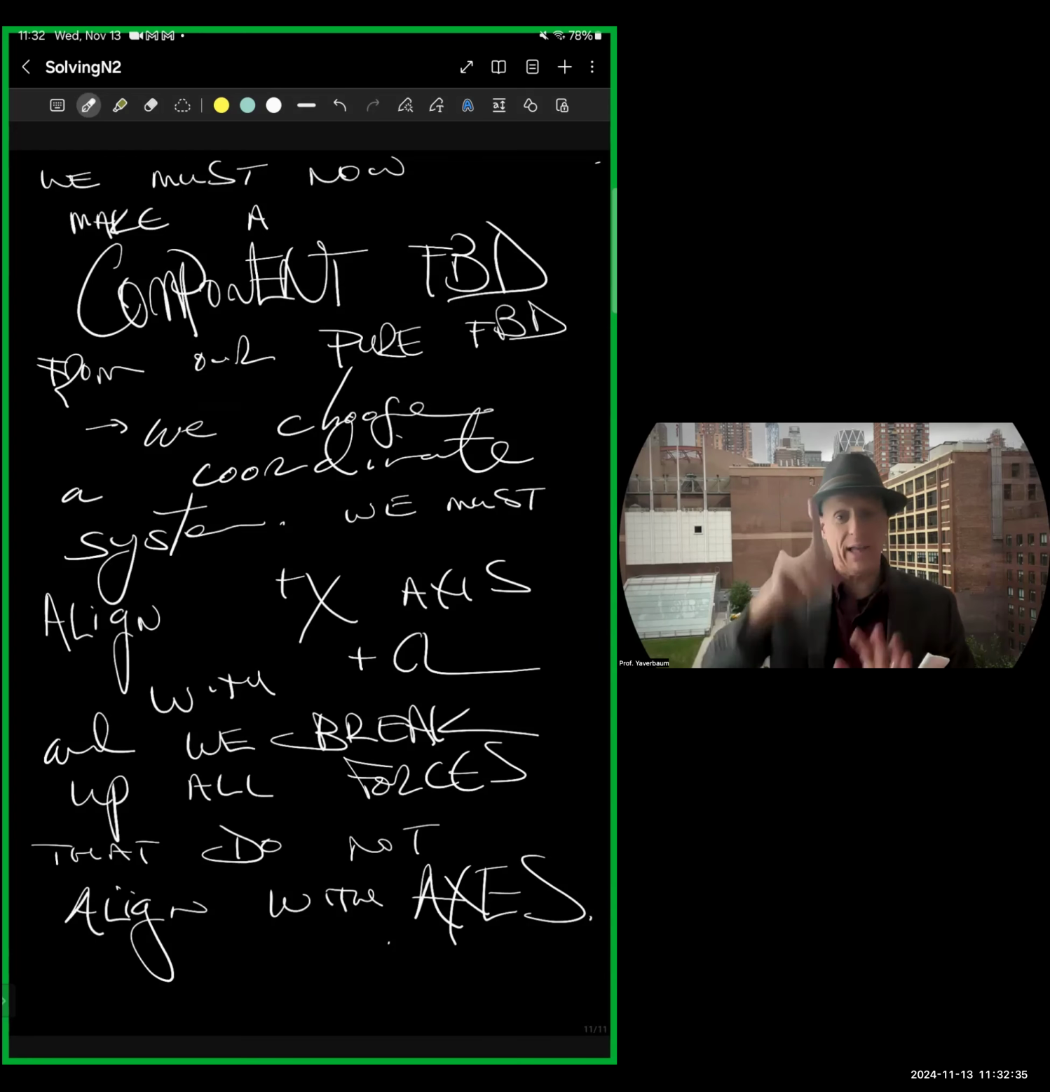Right now, we've got things going like this and things going like this. That's not a clean coordinate system. So we pick a coordinate system, we picture the world, we say, okay, from here on in, this is my x-axis, and therefore anything perpendicular to it is my y-axis. And we make sure that all forces are broken up into components that lie along those axes. That's what we're about to do.